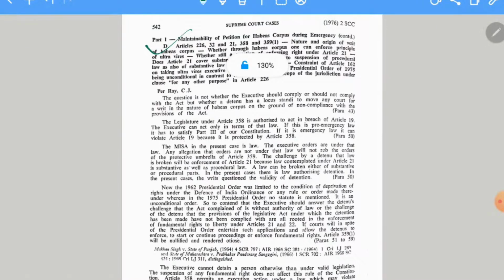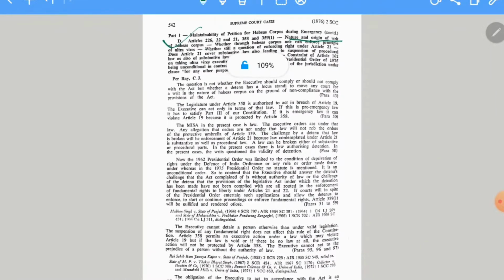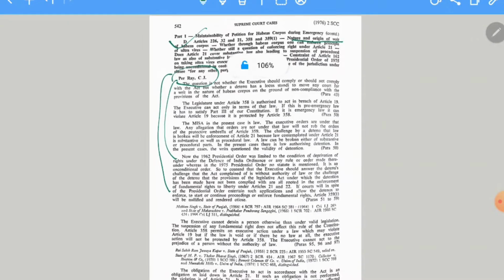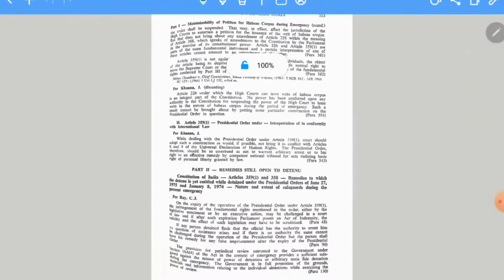Another issue you can see is the nature and origin of the writ of habeas corpus. That is the way you can find the point Justice Ray made on this issue. So that is the way you can find these important things.